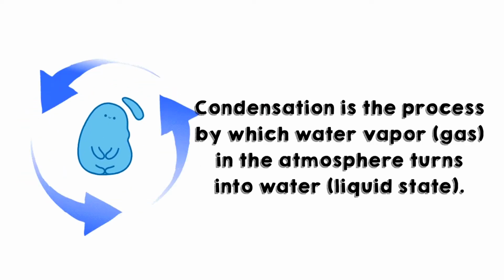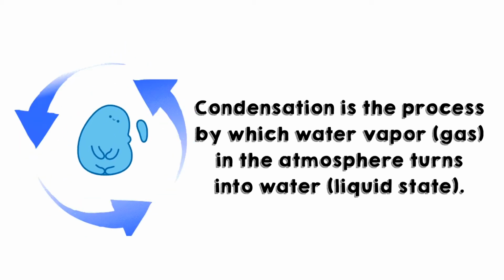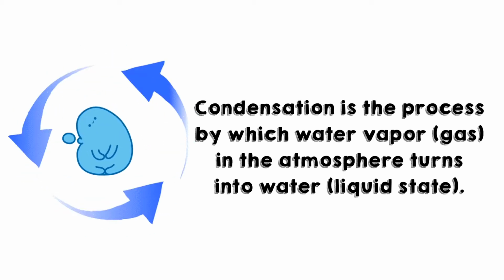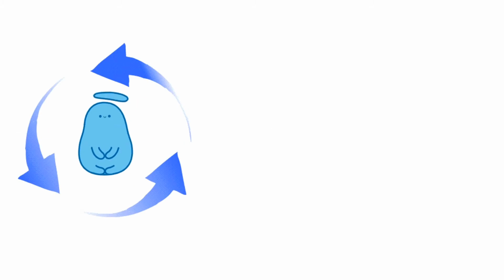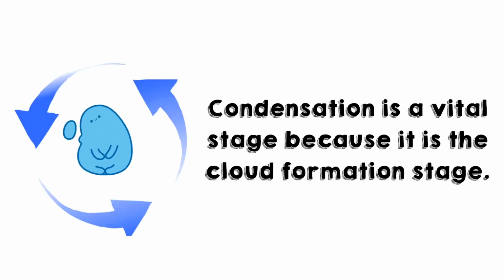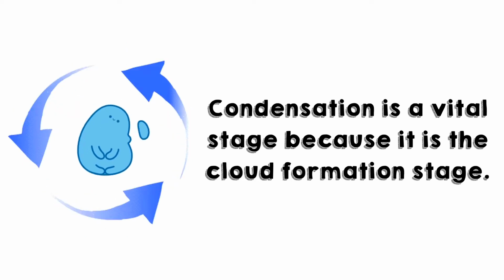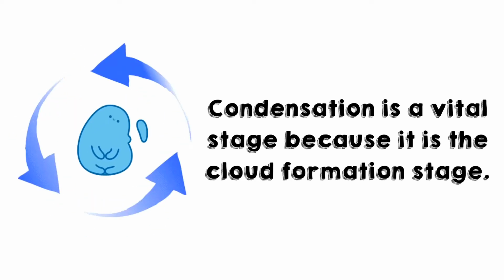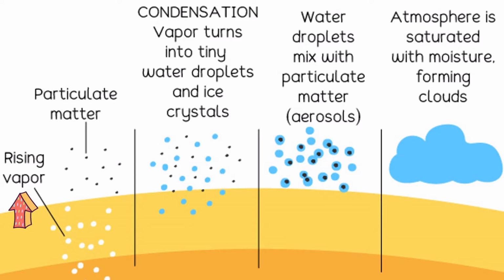Condensation is a process by which water vapor or gas in the atmosphere turns into water or a liquid state. It is the opposite of evaporation. Condensation is a vital stage because it is the cloud formation stage. As water vaporizes into the atmosphere, it mixes with very tiny particles of dust, soot, and salt, which are all particulate matter in the atmosphere. These particles are called aerosols.